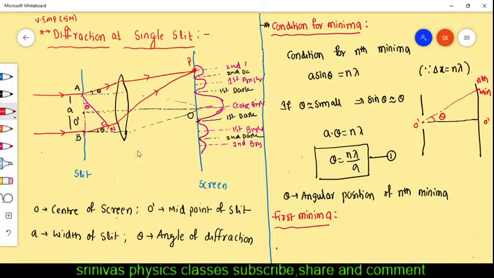For the first minima we have to write n is equal to 1. I want to find out the angular position of the first minima. If n is equal to 1, then from equation 1 we will get the angular position of the first minima. What angle will it make? When you put 1, you will get theta is equal to lambda by a. Now I am going to erase.